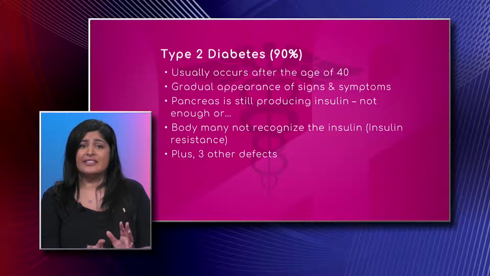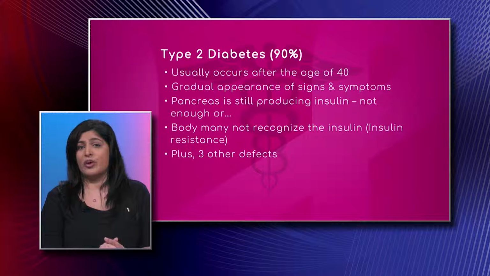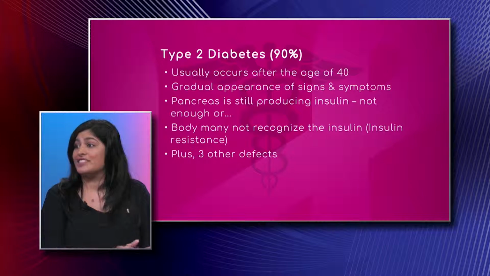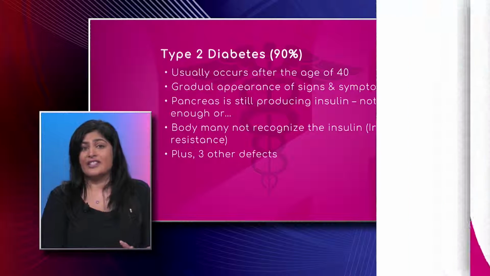So these are the kind of underlying pathologies to what happens with excessive sugar intake and what's more of an adult onset diabetes.